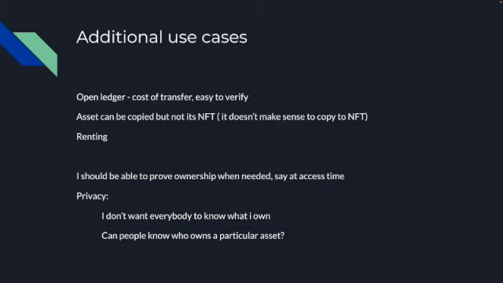Now there are use cases where you would like to rent something, or give an asset and make sure that either time-based or quantity-based usage you might like to allow. All of those can also be provided by sophisticated smart contracts. The idea is that I should be able to prove ownership when needed. Say, for example, at access time, I'm trying to play music, but it shouldn't allow my privacy to be affected. I don't want everybody to know what all I own. Or, given an asset, people should not find it easy to find the owners.